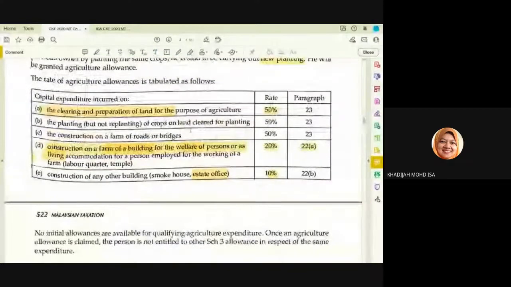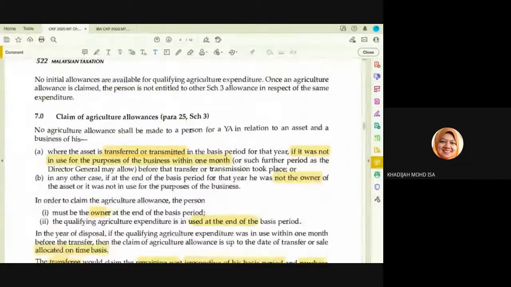agriculture allowance, right? So if that building is claimed under agriculture allowance, where the rate is 20%, you cannot claim the building under industrial building allowance anymore, even though under IBA, living accommodation can be claimed, right? But because you already claimed under agriculture allowance, the same building cannot be claimed under industrial building allowance. So you can only claim one allowance on each of your capex.